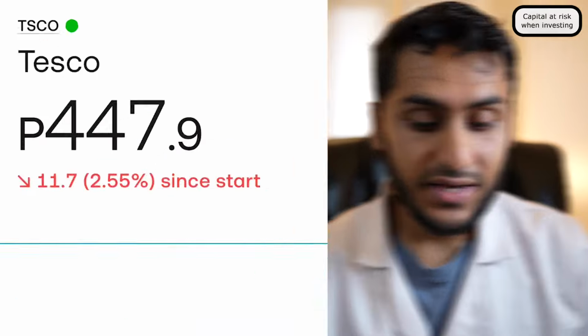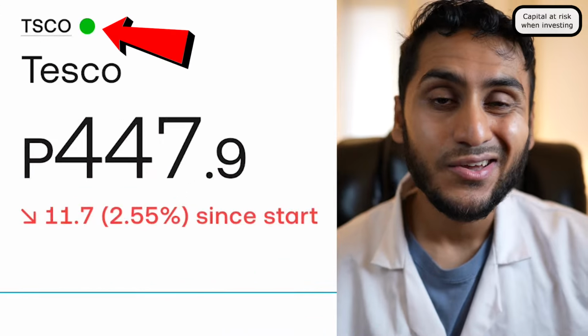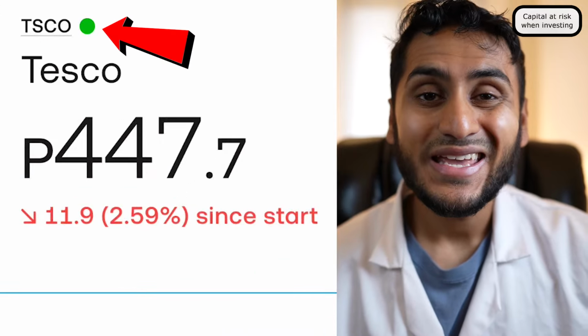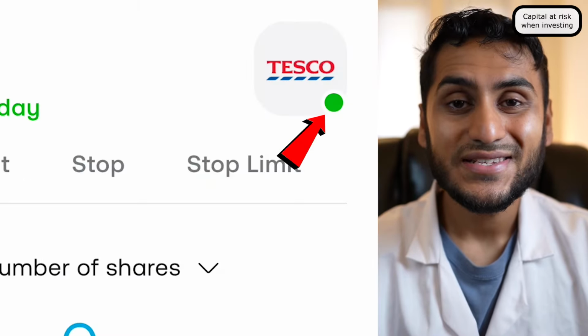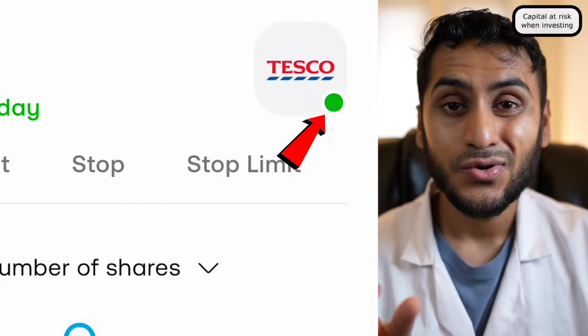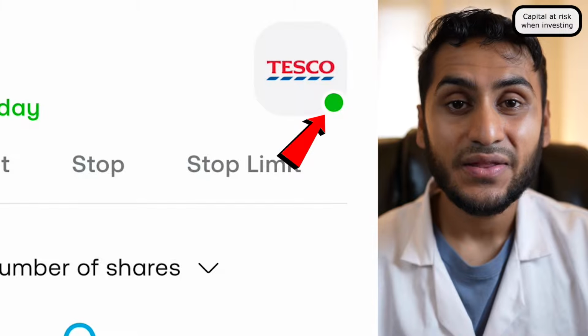Now, going back to this screen for a second, we can see with Tesco there is a green light next to the ticker code. When the green light is on, it indicates that the market is open, so you can buy shares right now. You will also see in this screen next to the Tesco icon, there is also a green dot indicating that the market is open.